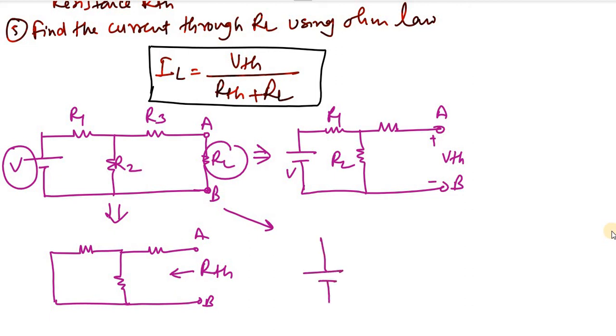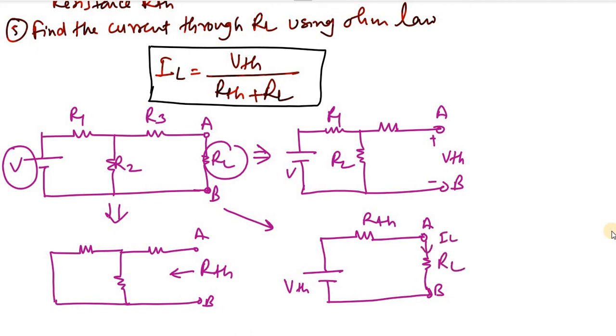And now after finding the RTH and VTH, we have to simplify this circuit as a voltage source VTH in series with the equivalent resistance RTH, and now at points A and B we have to connect RL, the load resistance, and from this we have to find the current IL by Ohm's law, VTH upon RTH plus RL. So these are the steps that we have to follow to solve an example by Thevenin's theorem.